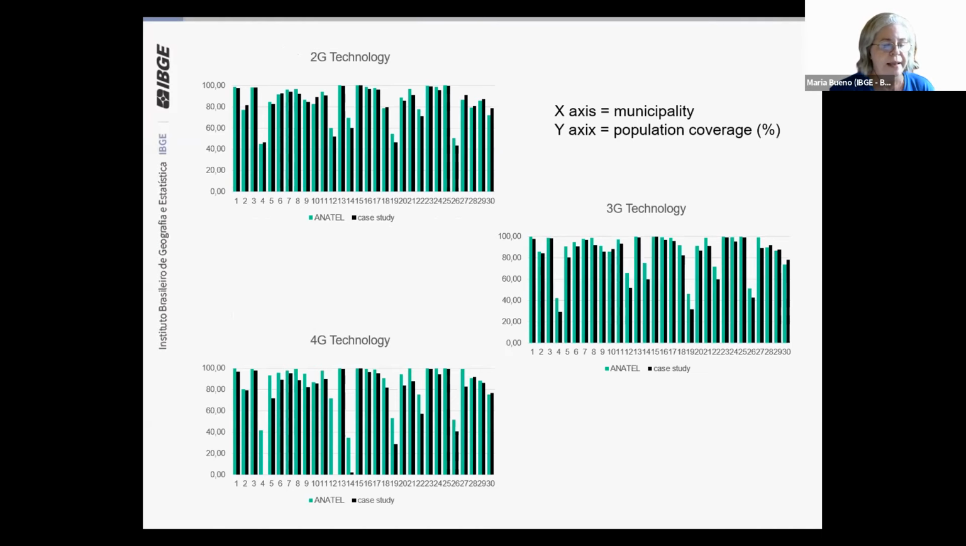And we can ask why we are comparing data from different periods. That's because Anatel, the telecommunication agency, is changing its methodology and released data per municipality and per operator for the first time at the beginning of this year. Before that, they had data only for the country as a whole. And of course, it was impossible to compare with our study.